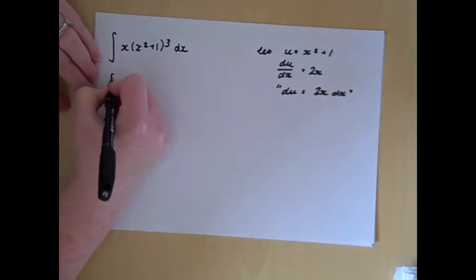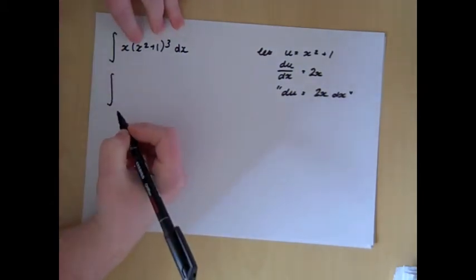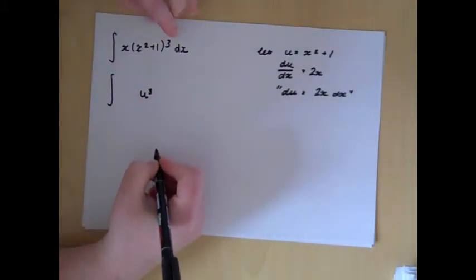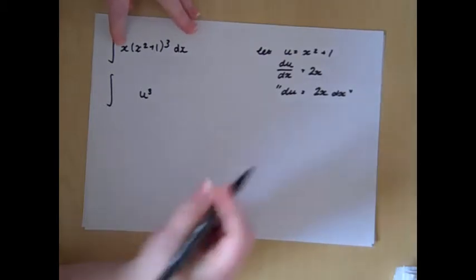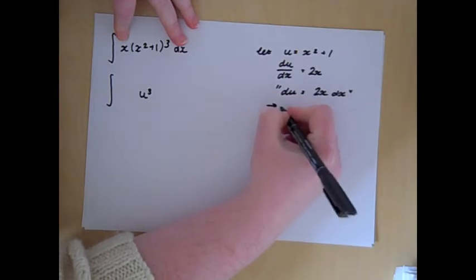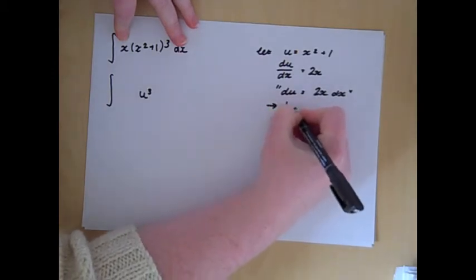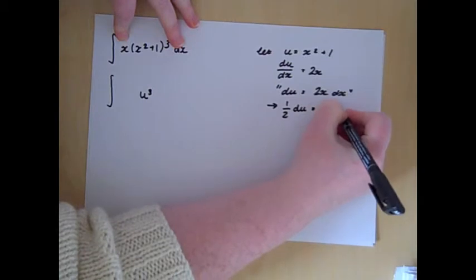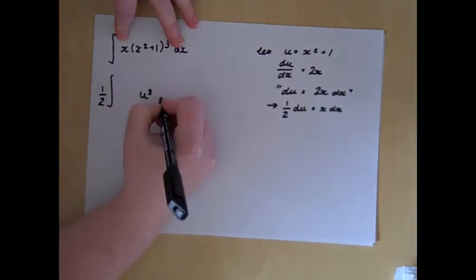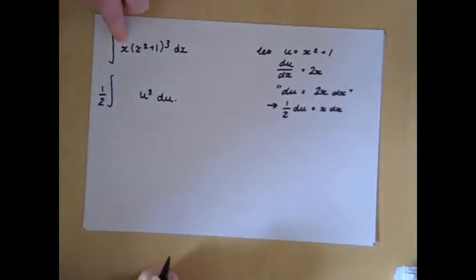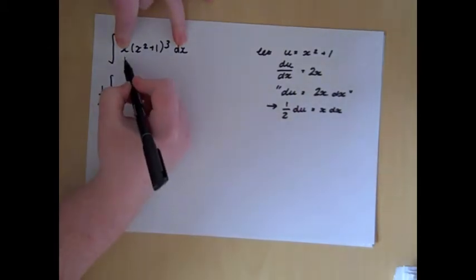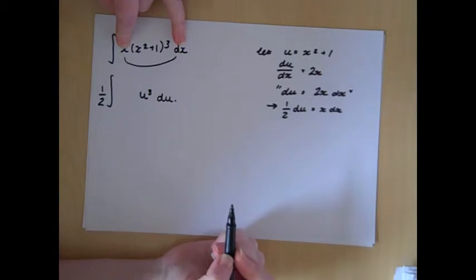So if I go back to this equation here, my substitution is x squared plus 1, so clearly I have u cubed, because I have x squared plus 1 cubed. But here I don't have 2x dx, instead I've got x dx. So what I need to do is convert this to a half of du is equal to x dx. So I put my half in the front, and then I have my du, because I've got x dx. This together here makes du.